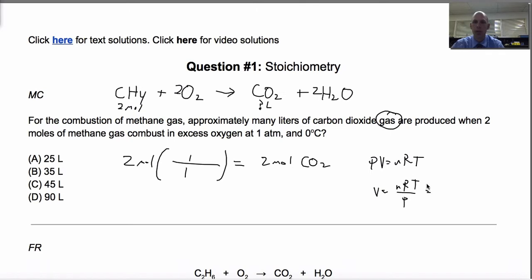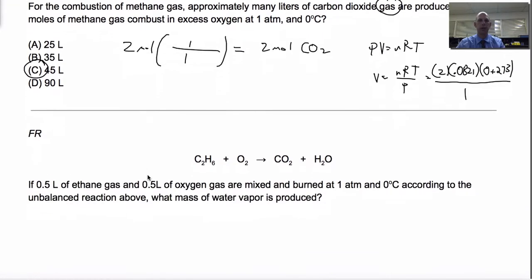So we're going to put in 2 for n, 0.0821 for R. And for T, remember it's 0 plus 273, 0 degrees Celsius. You add 273 for Kelvin. And we're going to divide by the pressure in atmospheres. In that case, that's 1 atm. You're going to do all of that out, and your answer should be closest to 45 liters.